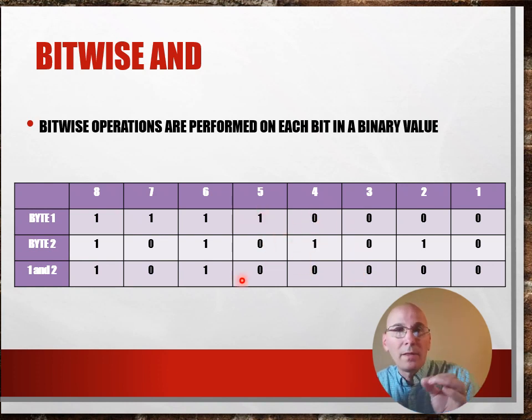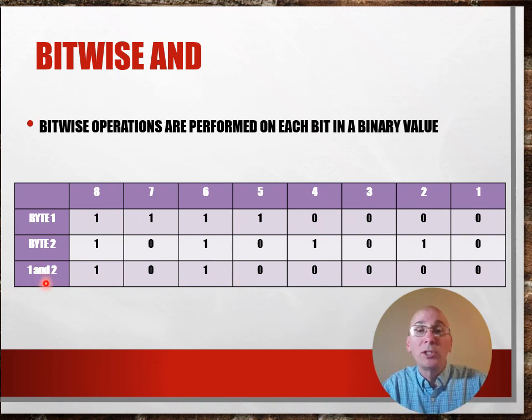The only time that I'll have a 1 in my result of byte 1 and byte 2 is when I have a 1 in the bit position in both bytes. So here I've got a 1 in bit 6 and a 1 in bit 6. So my resulting AND operation of these 2 bytes of data would put a 1 in that value. Here I have another 1, and all of these where I don't have a 1 in the same position in both bytes, it's going to end up giving me a 0 as a result.